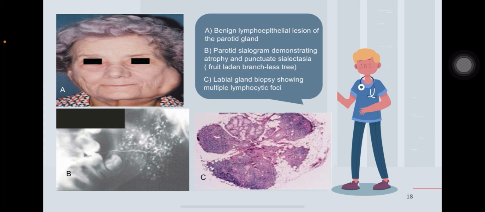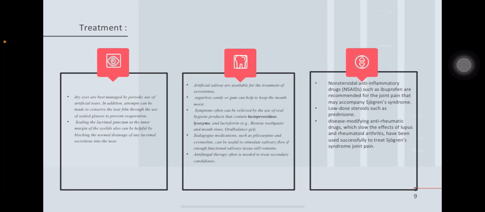One of the diagnostic methods is taking a biopsy of the labial gland. This biopsy shows multiple lymphocytic foci. Treatment for Sjögren's syndrome is directed at the symptoms. For dry eyes, the best management is using artificial tears. In addition, attempts can be made to conserve the tear film through the use of sealed glasses to prevent evaporation.